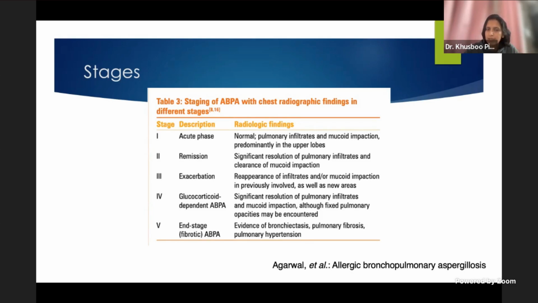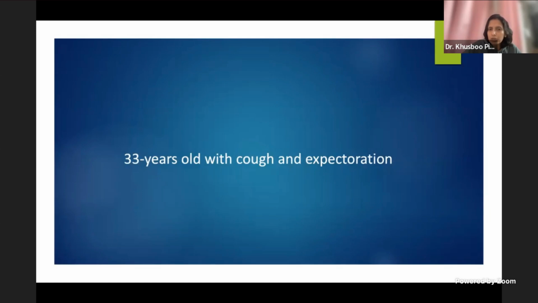So obviously it is a sequential phase. So when you see an acute phase and in the subsequent phase, you see this remission, then you know that there has been resolution of the disease. Exacerbation is where you see newer disease. You see more infiltrates, more mucoid impaction, new areas of involvement. Glucocorticoid dependent ABPA is when you see significant resolution of infiltrates or mucoid impaction, but with some fixed pulmonary opacities. And end stages when you see dilated bronchus, some fibrosis, and which also eventually lead to cor pulmonale or pulmonary hypertension.